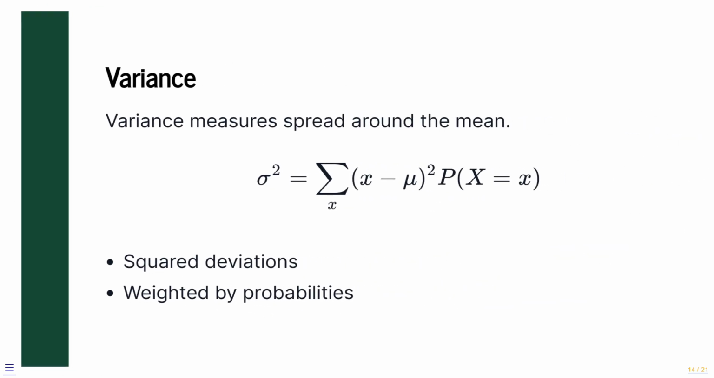While the mean describes the center of a distribution, we also need a way to describe spread. The variance measures how far values tend to lie from the mean. It is computed by taking each value's squared deviation from the mean and weighting it by the probability of that value. Squaring ensures that values above and below the mean both contribute positively to overall variability.